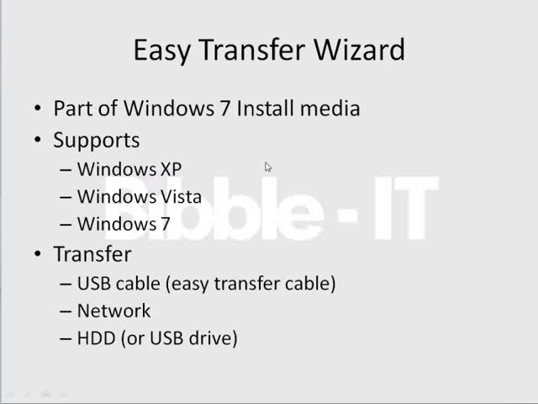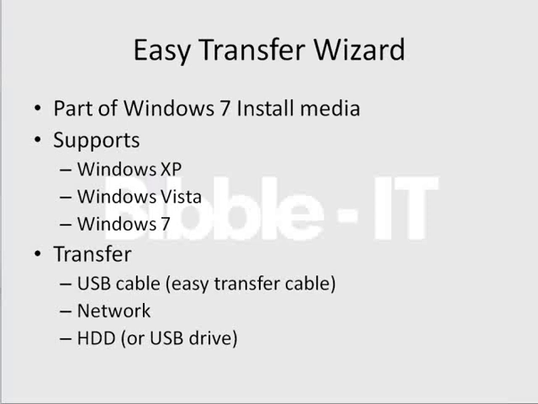So the first way we'd be able to migrate our settings from our old computer to our new computer, the main tool that Microsoft designed to do that for consumers is called the Easy Transfer Wizard. It's part of the Windows 7 installation media, which means it's found on the USB stick that you'd have prepared to install Windows 7 or on the CD that you got in the shops.